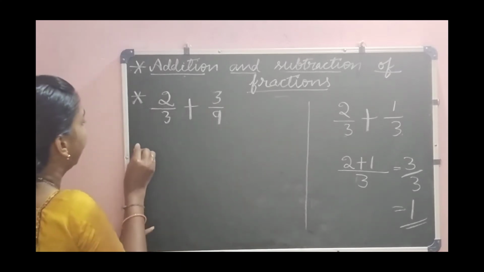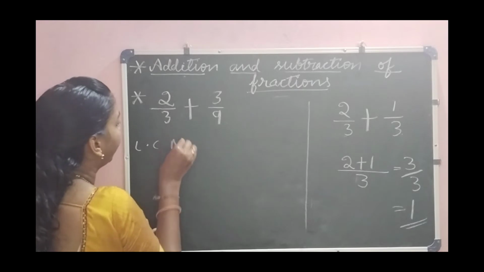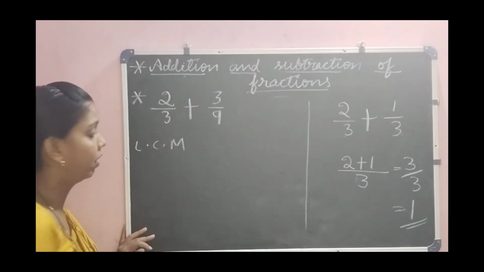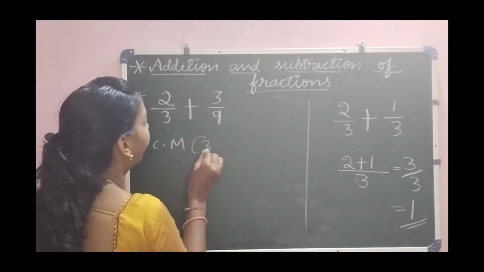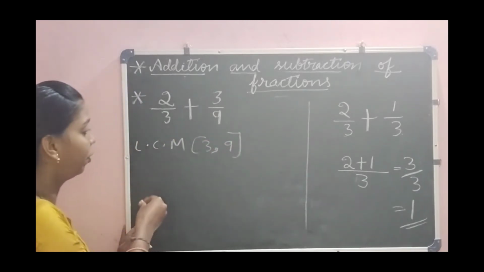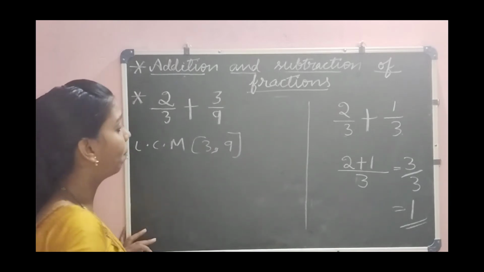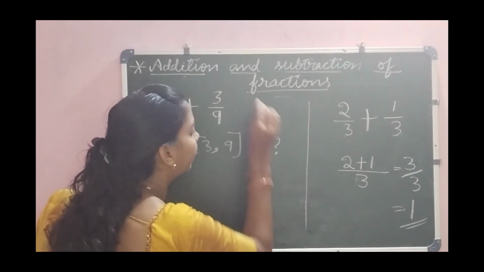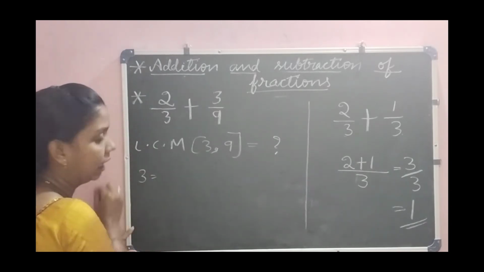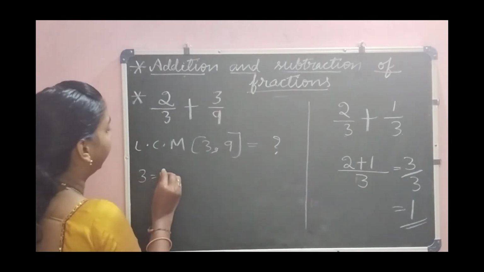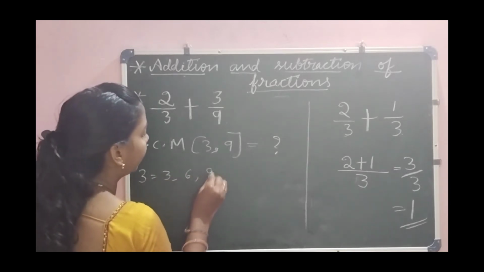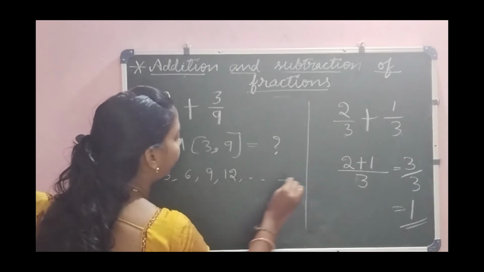LCM is the least common multiple. What is the LCM of 3 and 9? I am going to find the least common multiple of 3 and 9. If I take 3, we know the table of 3: 3 ones are 3, 3 2s are 6, 3 3s are 9, 3 4s are 12, and it will continue.